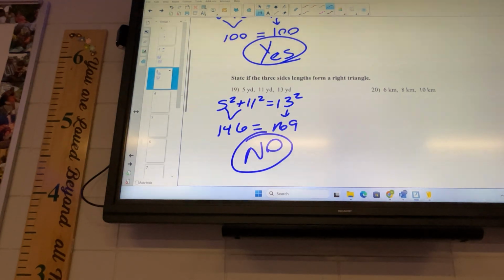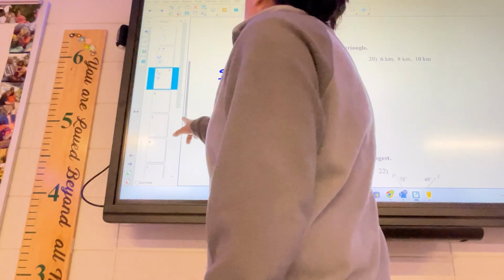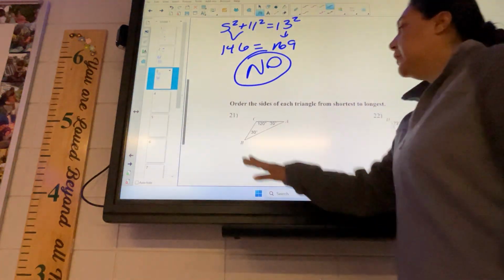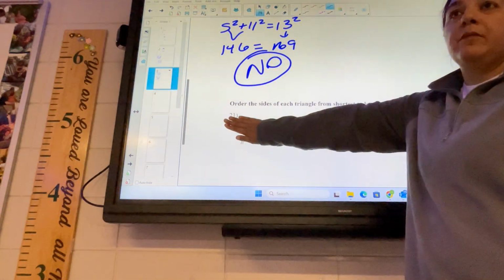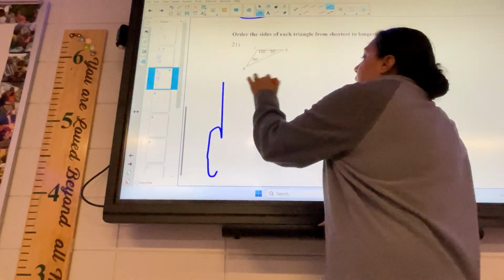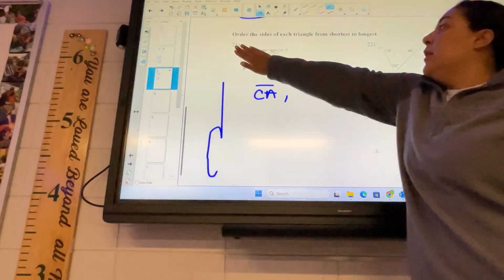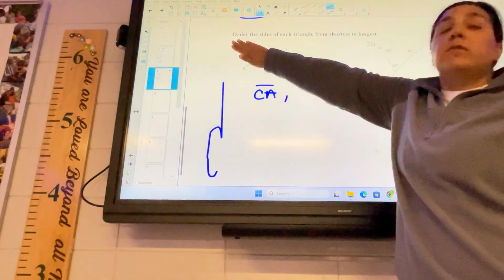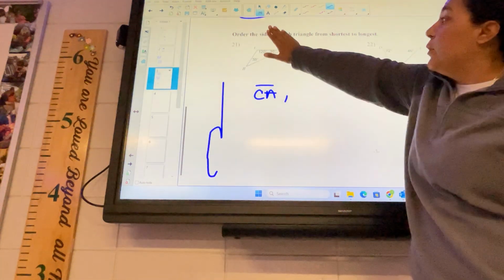Okay, order the sides of the triangle from shortest to longest. So look at the inside numbers. Which one's the smallest? 30, and there's 2 of them, yes? Okay, so it does not matter which one we cover up first. So pick one, cover it up. What 2 letters are left? C-A. Okay, well, if I covered up this one, then which one do I need to cover up next? The other one, which is the A.